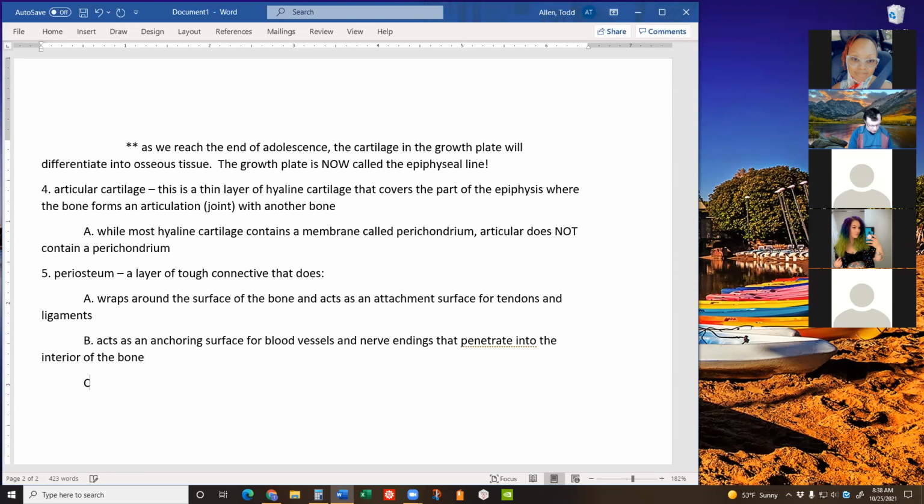Another feature I can highlight for you in figure 6.3 is that the periosteum is literally stitched to the surface of the compact bone by things called perforating fibers.